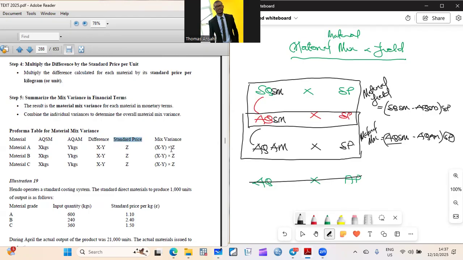Have you seen that? So you can decide not to use the table. If you take material A, you just use this equation to do it. If you take material B, you just use the respective equation to also do it. It's just that the SM, the standard mix, is a proportion. So you have to do the standard mix, so that you can multiply the actual quantity by that mix. Is that okay? All right.